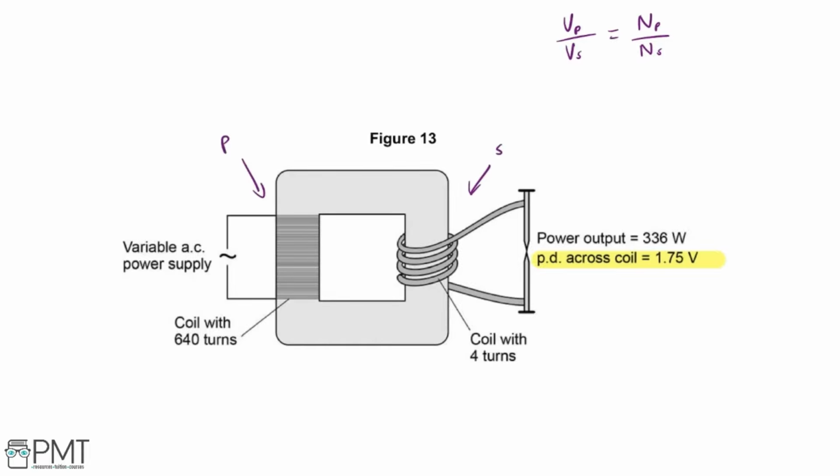Secondly, we're looking for the potential difference in the secondary coil, and we do have that. I've already highlighted it. It's here, 1.75 volts. So that's good. Next, the number of turns in the primary coil. That's here, coil with 640 turns. And finally, the number of turns in the secondary coil. And that says coil with 4 turns.